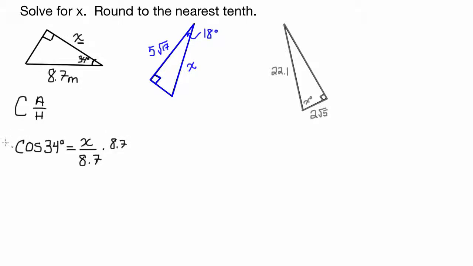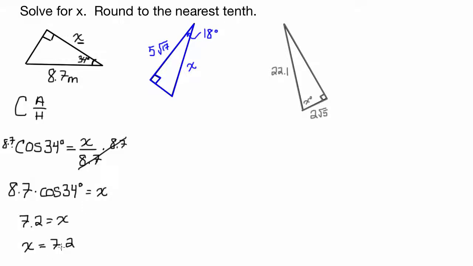I didn't leave a ton of room over here. Just imagine that we're multiplying by 8.7. Then that goes away, and we're left with 8.7 times the cosine of 34 degrees equals x. When you multiply that out in your calculator, 8.7 times cosine of 34 degrees, since I want you to round to the nearest tenth, you end up with 7.2 equals x. Like I said, always write x on the left. So x equals 7.2, and then don't forget your units, meters.